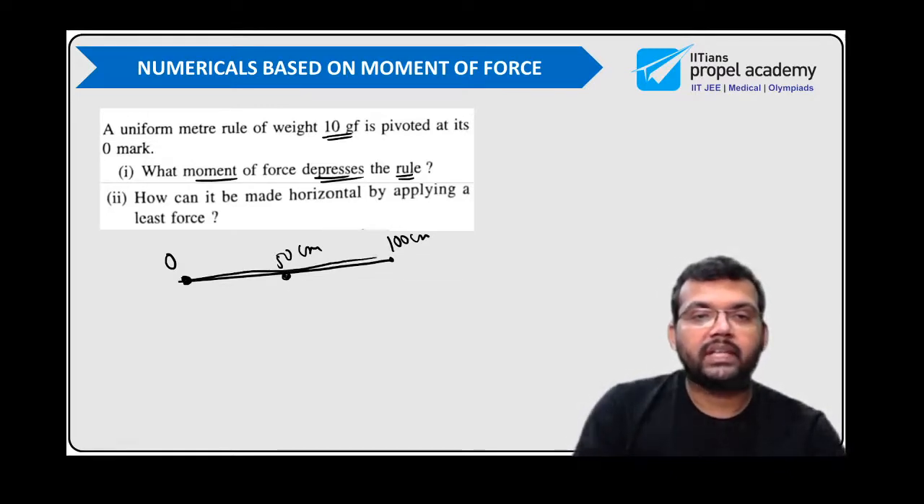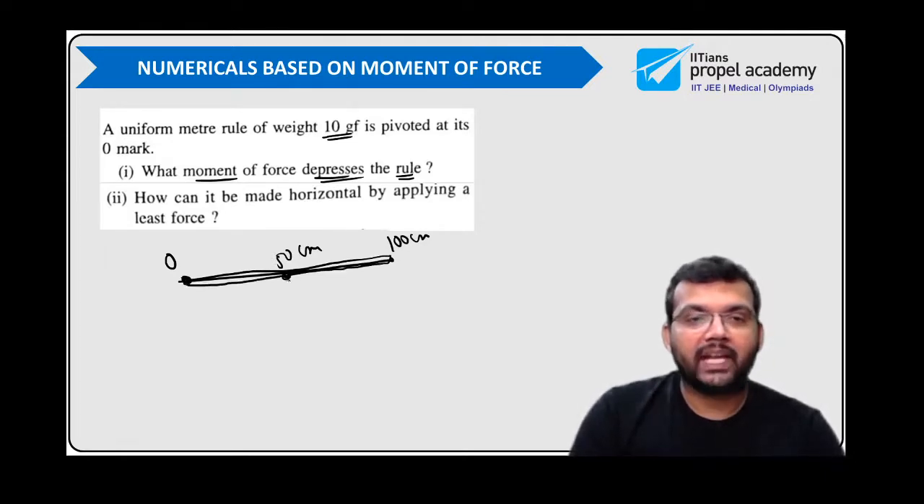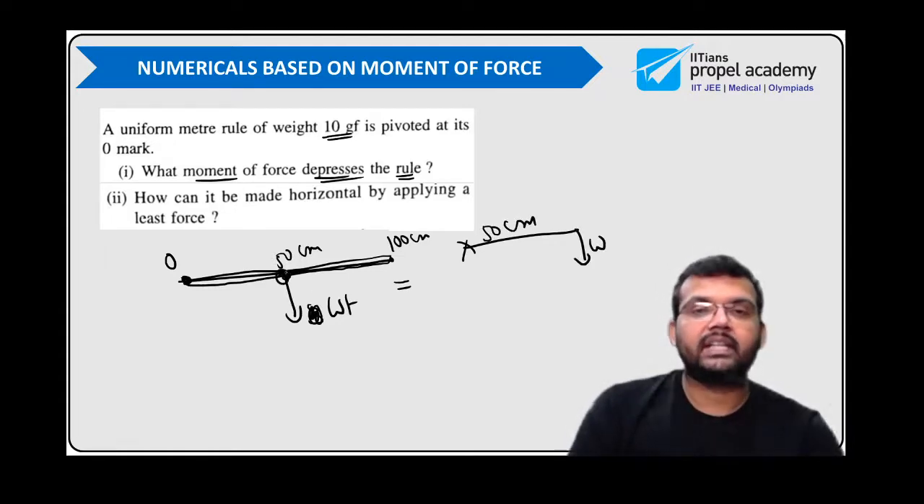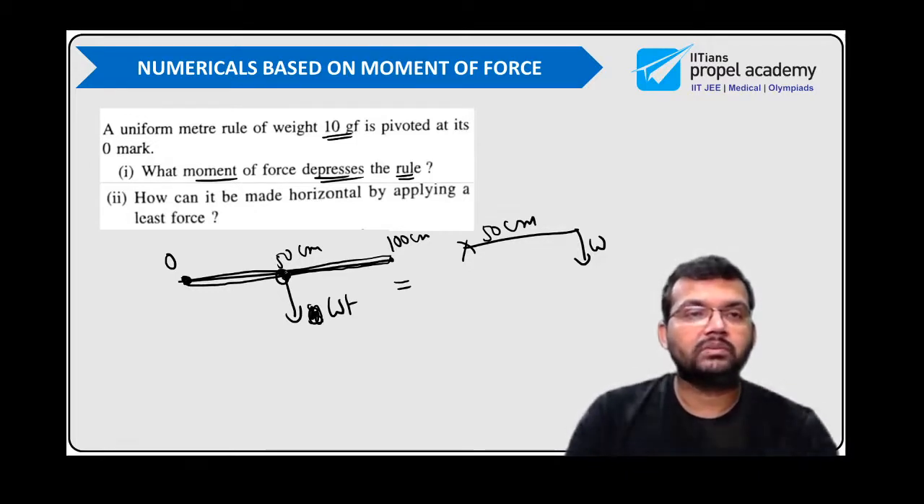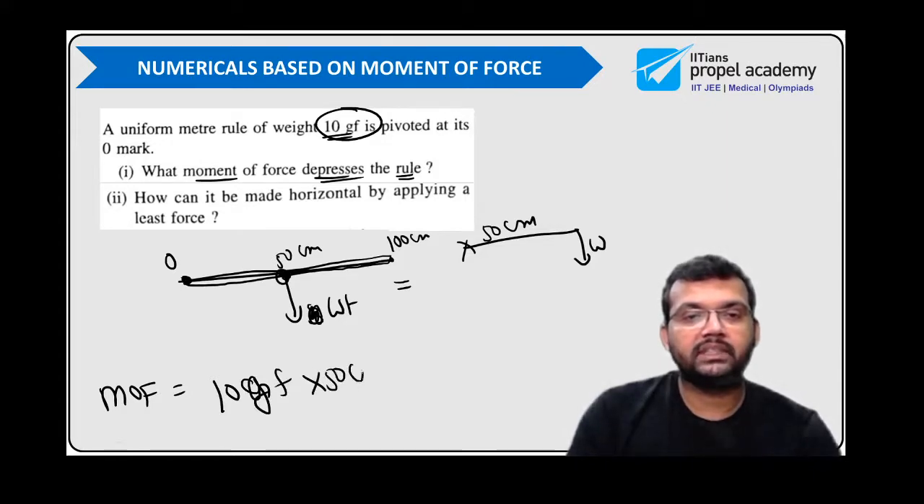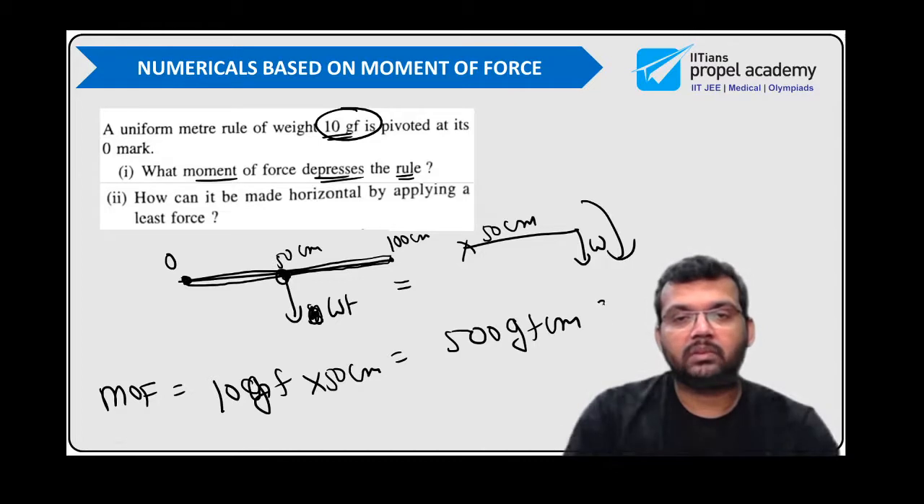For a uniform scale, the center of mass will act at 50 centimeters. So here its entire weight will act. This is equivalent to as if you have a scale of 50 centimeters and a weight acts at the center of the scale. So now what moment is that? Weight is 10 gf, so moment of force is 10 gf into 50 centimeters. That's 500 gf centimeter. Which direction is this? This is clockwise direction.